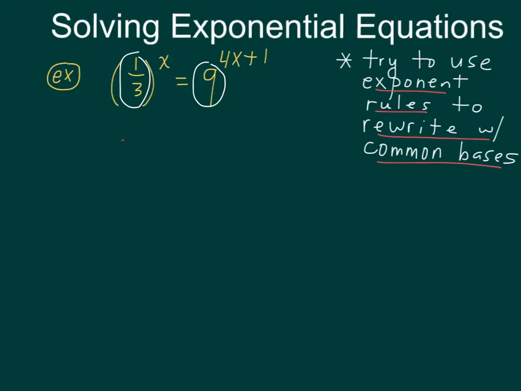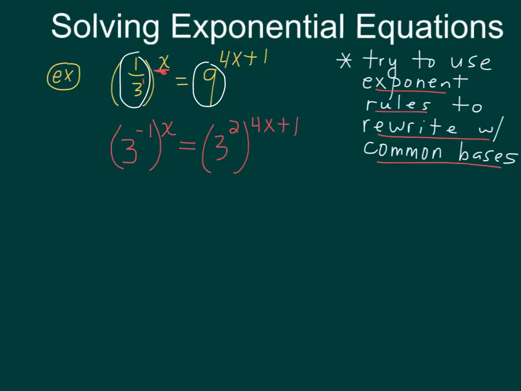1/3 is really 3 raised to the -1. Remember, this 3 down here really has a 1 for the power. So 1/3 is 3 to the -1. And then all of that is going to be raised to the power of x, because we see that x from up above. Now, this 9, well, that is 3 squared. 9 is the same as 3 squared. So notice I have a base of 3 now on each side.